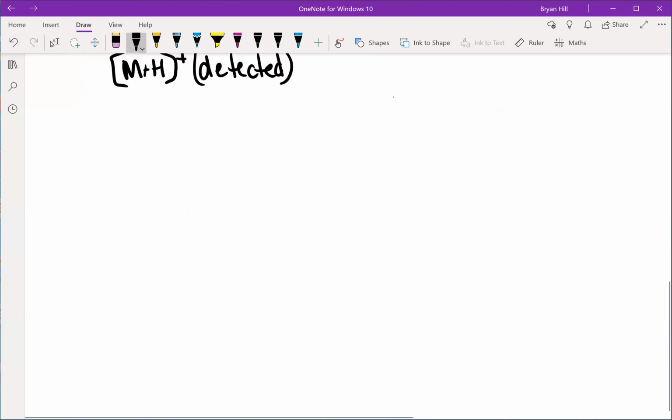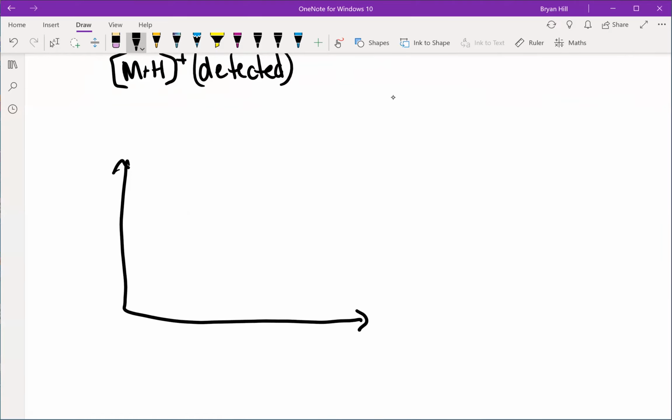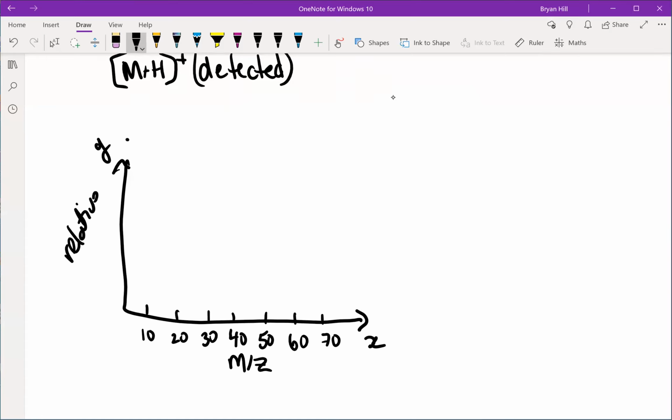Now, if you remember what a mass spec looked like, we had, what was the x-axis? There was a whole bunch of numbers here, like 10. Mass over charge. Yes, m/z, so mass to charge ratio, right? Okay. And what was the y-axis? Relative intensity. Right. Okay. Relative intensity.